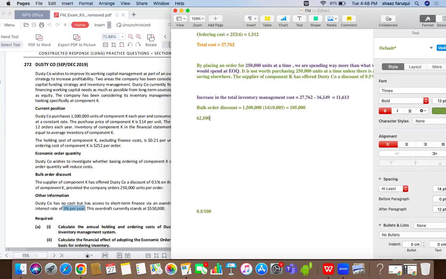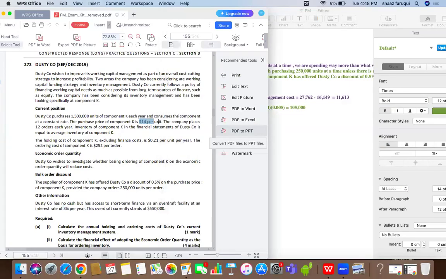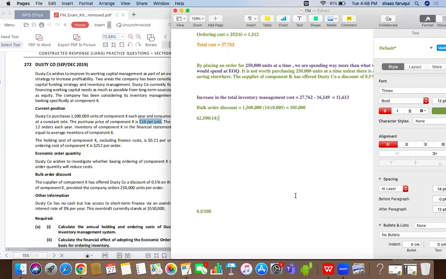And each unit, you pay how much? You pay $14 for each unit. How do I know this? The question is telling me this. So 62,500 into 14 is how much? $875,000. The value of the inventory right now. Anu is back. Very good, Anu. 875,000.